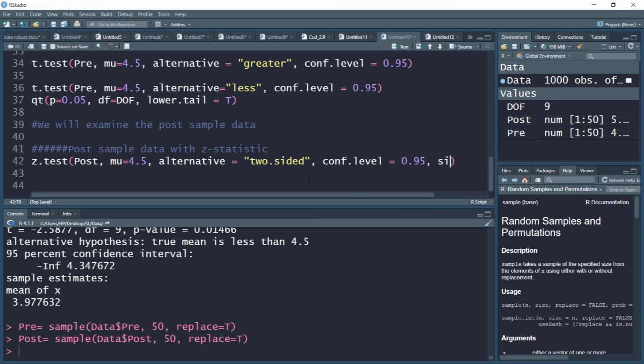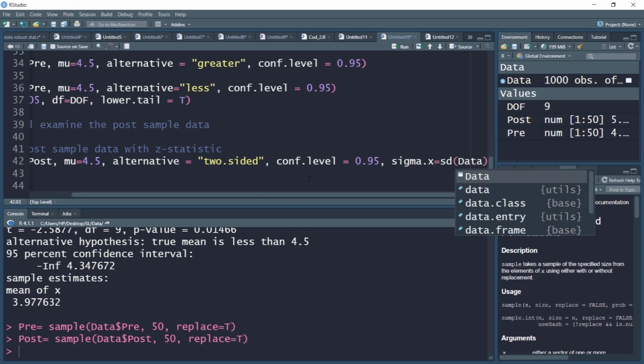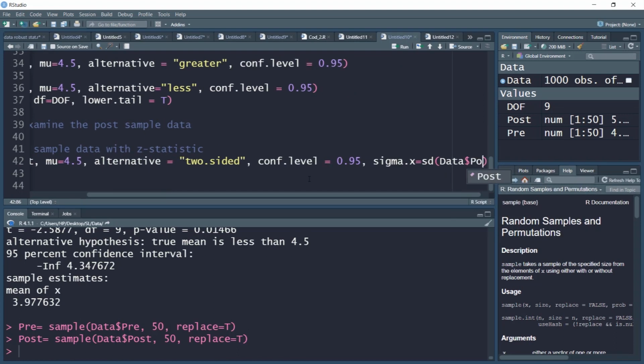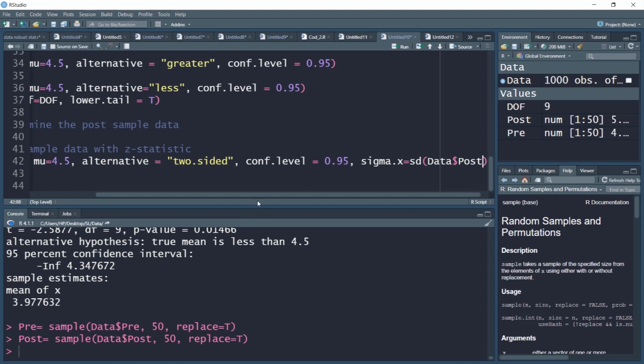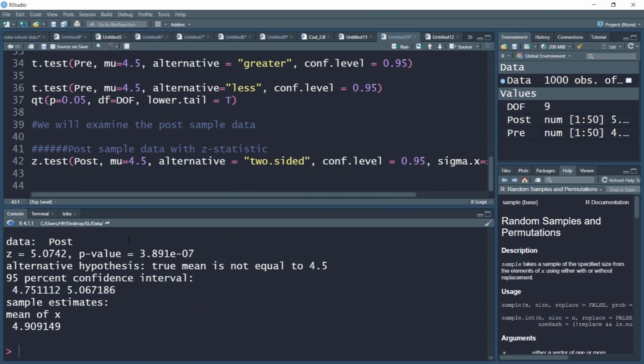Please notice, since we are conducting a Z-test statistic hypothesis, we need to supply the standard deviation of the population with this sigma.x, which is the same as the standard deviation of the original population, which is data$post. Here we are assuming that the original 1000 observations that we had are like population data from which we have extracted the sample. So this is our Z-test statistic. Now let us compute the Z statistic. It is 5.0742.